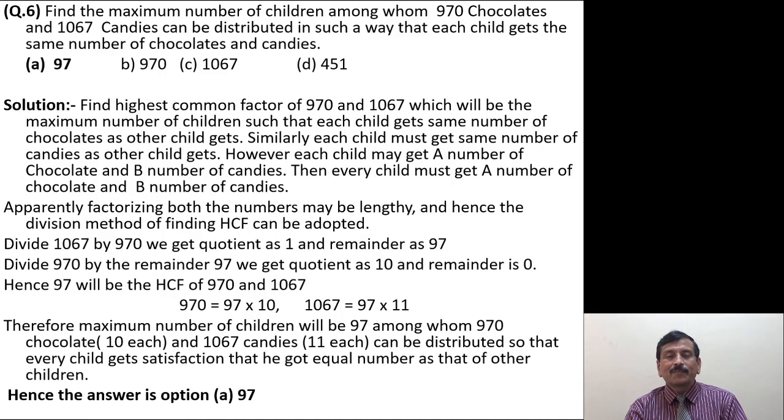Next. Find the maximum number of children among whom 970 chocolates and 1061 candies can be distributed. So we are interested in the HCF. We factorize them and find that it is 97. So 97 students or children can be distributed which are common. Naturally, each one of them will get 10 chocolates and 11 candies.